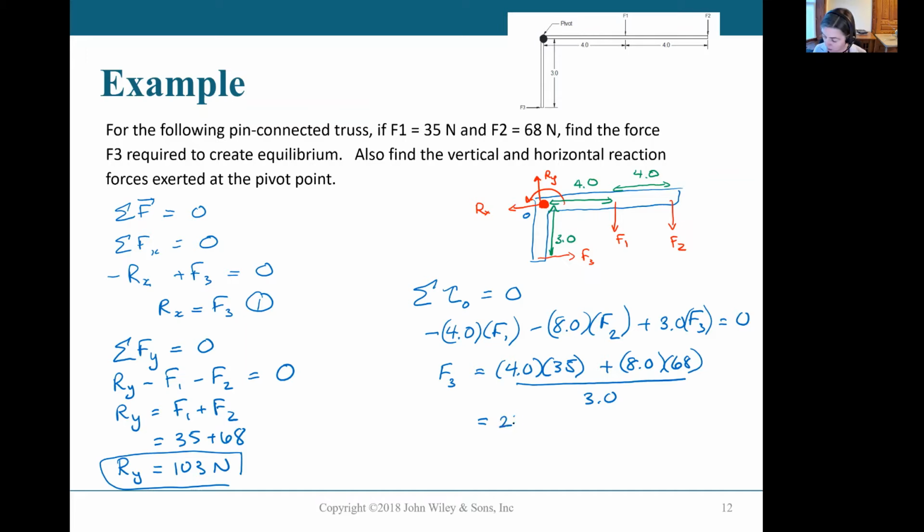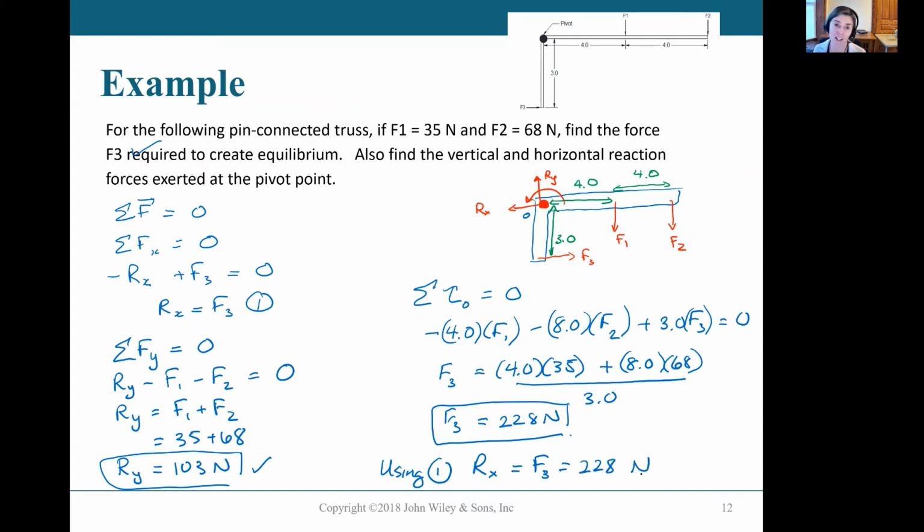That gives me 228 newtons. So we figured out that F3 is 228 newtons. That was one of the things we were supposed to find, the force F3. We were also supposed to find the vertical and horizontal reaction forces. So we found our Ry, and then using equation 1, we can see that Rx is equal to F3, which is equal to 228 newtons. So we found that as well.